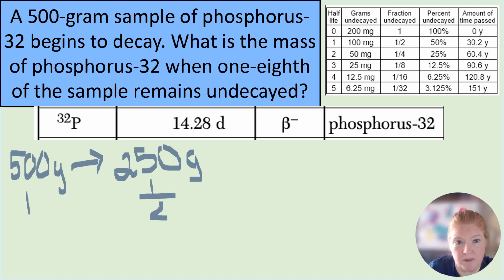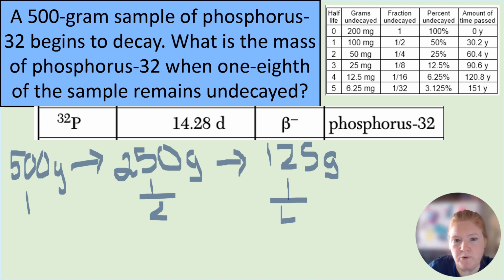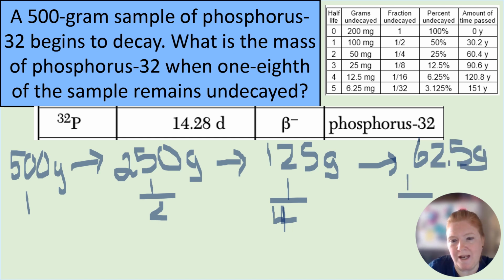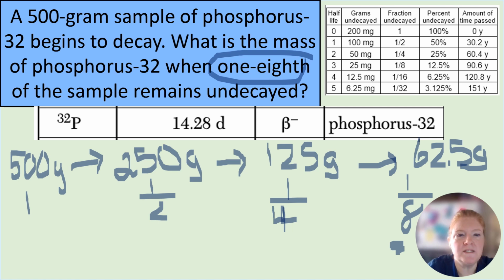I need to get to 1/8. So then I'm at 125 grams, because half of 250, and I'm at 1/4. Not far enough yet. Then another half-life, what is half of 125? 62.5 grams, and that is 1/8. 1/8 of the sample remains undecayed. Ding, ding, ding. What is the mass of the phosphorus? 62.5 grams. There we go.